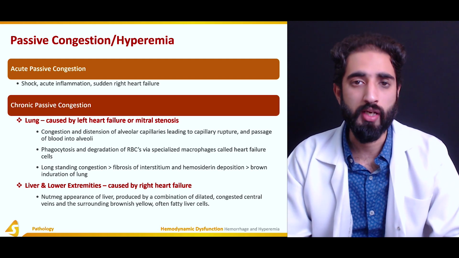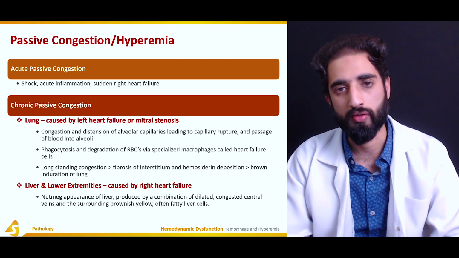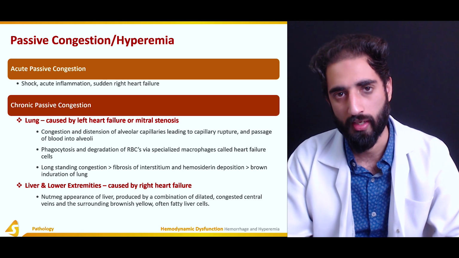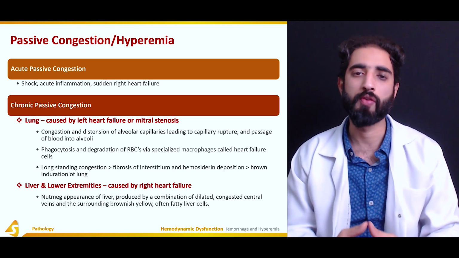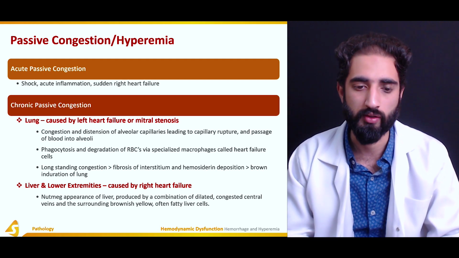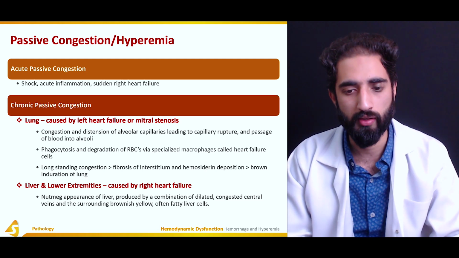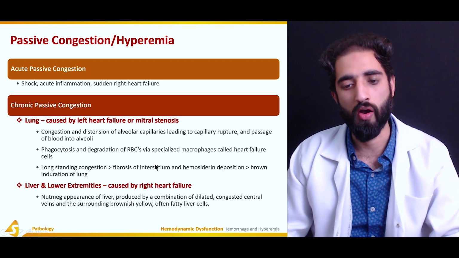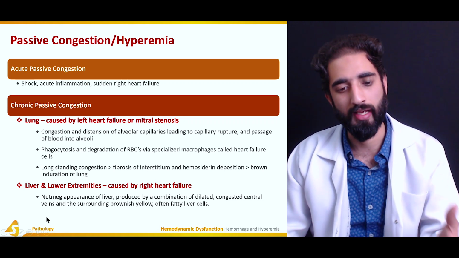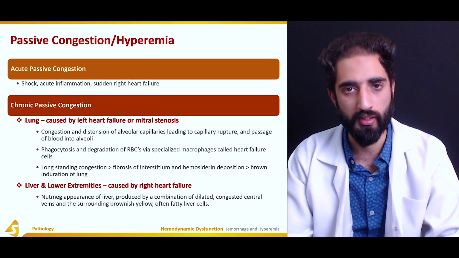Chronic passive congestion can also occur in liver and lower extremities, and that is because of the right heart failure, which is responsible for pulmonary circulation. So what happens when right heart failure occurs? The blood starts to pool in the systemic circulation. This results in a nutmeg appearance of the liver, which is produced by a combination of dilated and congested central veins, and it is surrounded by a brownish yellow and often fatty liver cells.